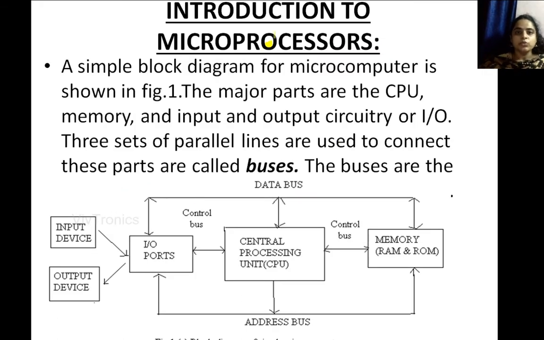First I am going to introduce you to the microprocessor. What is a microprocessor and how does a microprocessor operate, everything we are going to discuss in this session. This is an example of a block diagram of a simple microcomputer. You can see here it consists of a central processing unit, some IO ports, and it is associated with memory. In memory, you know that volatile and non-volatile memories are there, those are RAM and ROM. And in IO ports, this is an input device and this is an output device.